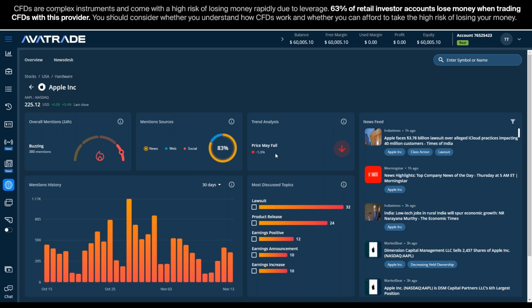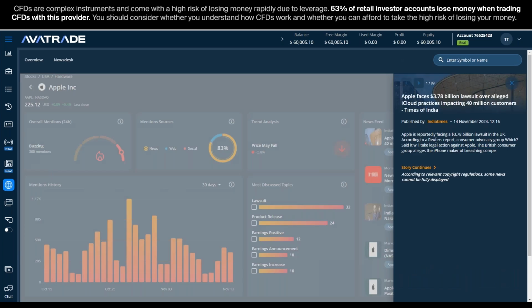So I'm looking at Apple. Well, Apple's expected to drop. It's in the tech sector. Microsoft was expected to go up. Here they're saying Apple's expected to drop. Here's some articles. Apple faces $3.78 billion lawsuit over alleged iCloud practices impacting 40 million customers. Okay, that might sound like bearish news. So maybe you read this article. Here's a summary of it, and you also can click and read the entire article.